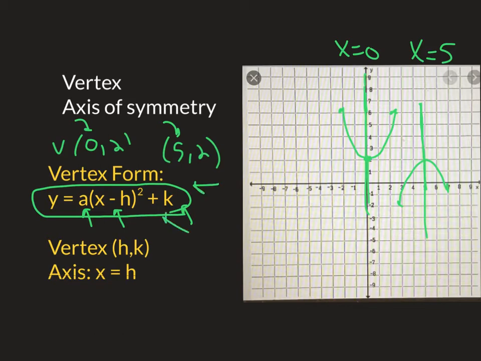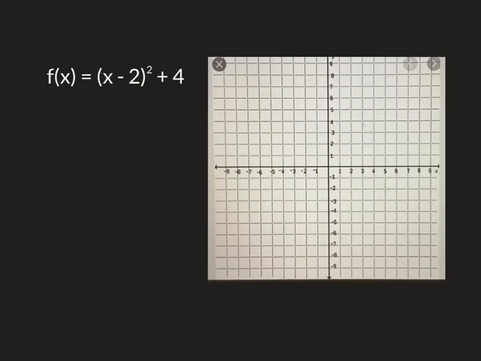If we write it that way, the vertex is the opposite of what's inside the parentheses and exactly what's outside. That should sound familiar: opposite of what's inside, exactly what's outside. And your axis will be x equals, it's always x equals whatever your h is in there. I'm going to show you a couple of examples here. All right, here's the first one.